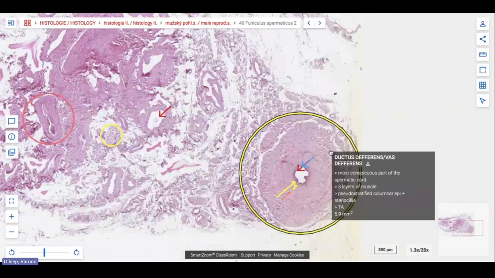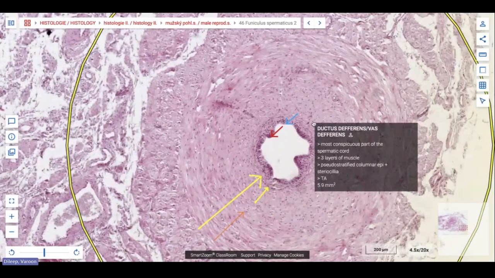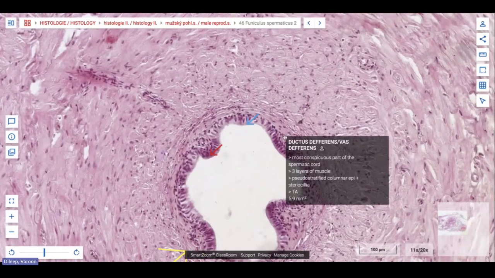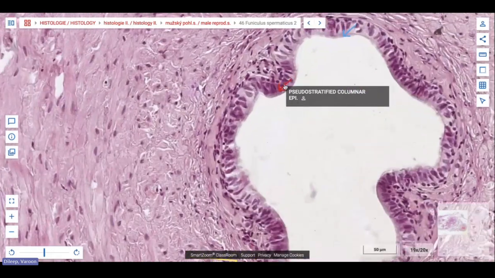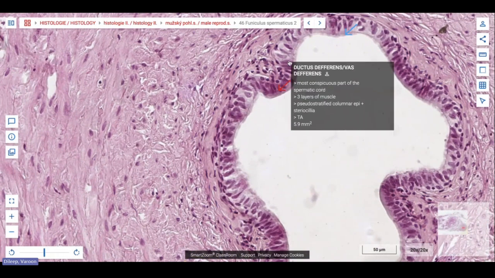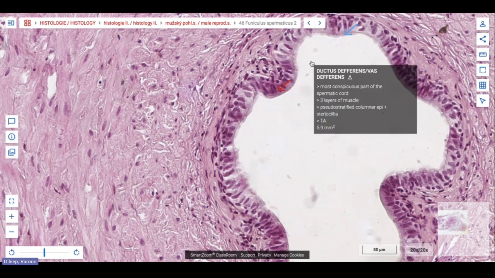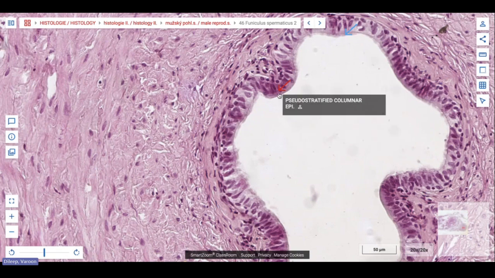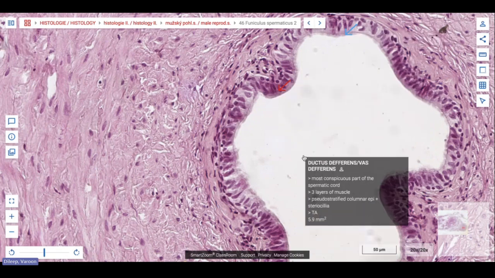I'll explain the theory about the ductus deferens in the other slide, but we'll look at the features right now. When we talk about the tunica mucosa, it is lined by pseudostratified columnar epithelium. How do you know it's columnar? Because the cells are elongated, and you can see these hair-like strands present at the top of the epithelium. These are called stereocilia. So that's another property.